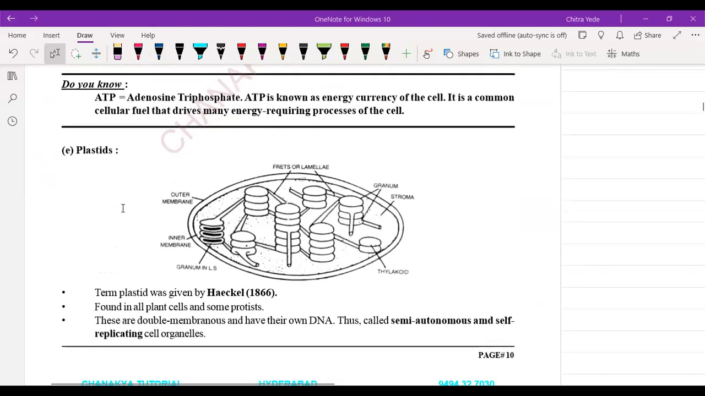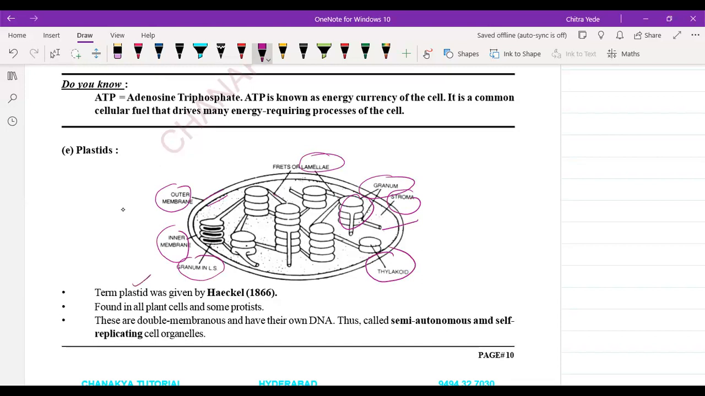Now we have plastid. It is a cell organelle present only in plant cells, not in animals. It is the part where the photosynthesis reaction takes place. Here we have the outer membrane, here the inner membrane. Then here we have the granum, and here the thylakoid. This material is called the stroma. Here they are called granum, or grana. And here we have vesicle-like structures called lamellae. So this is the site of photosynthesis.